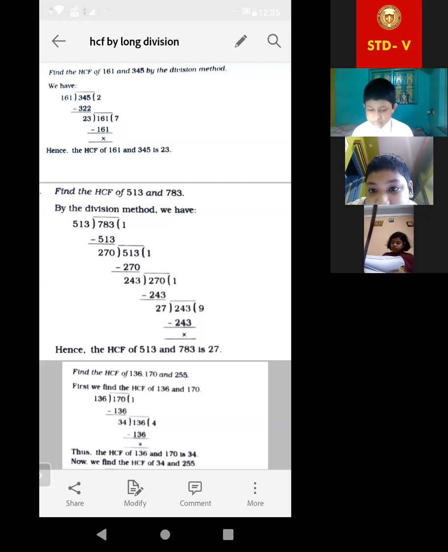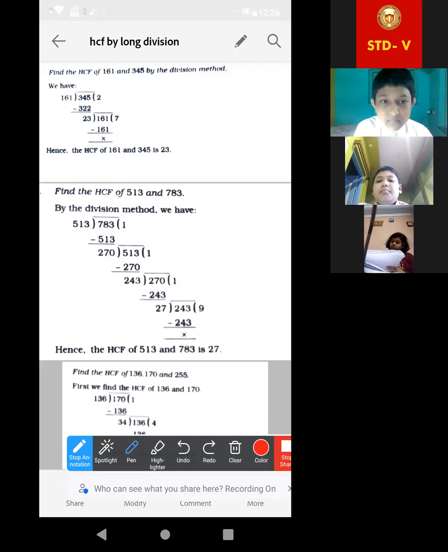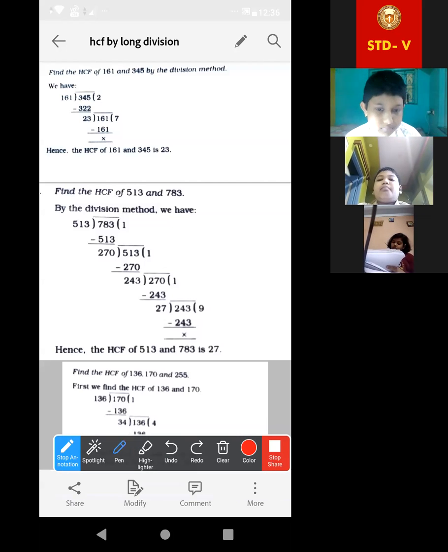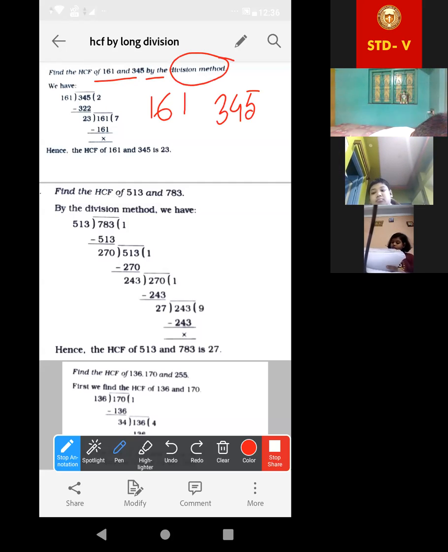I'll explain. Okay. And look at this. I will annotate and explain it. Now look at this. First one, HCF of this and this. Basically, how to find out the HCF by using long division method. Suppose the HCF of 161 and 345 is given. Always you have to divide. Long division method or division method, whatever. Basically by its name, you can understand the process.